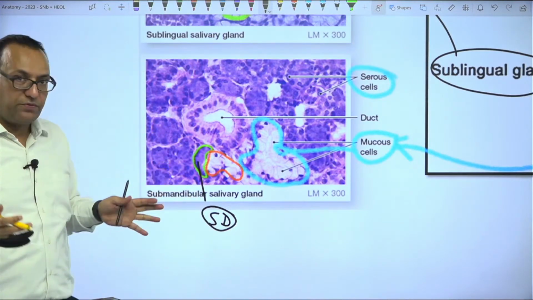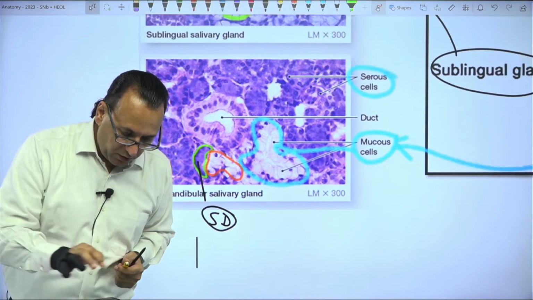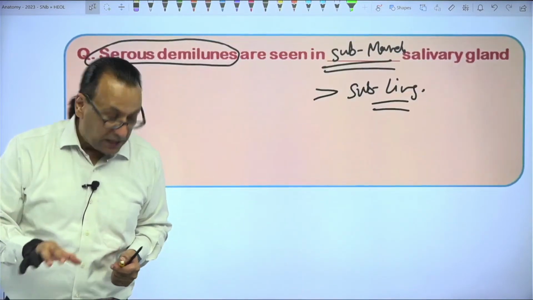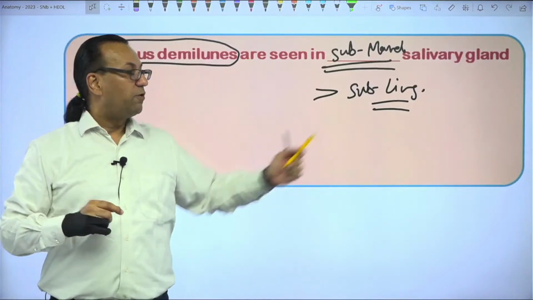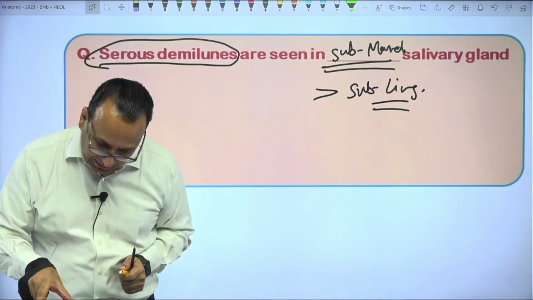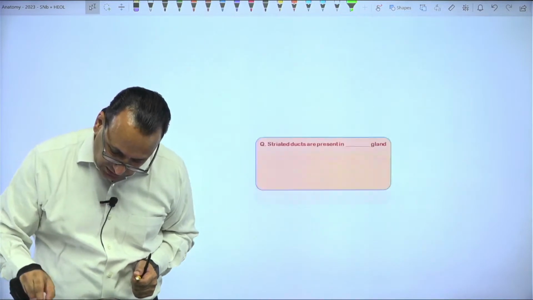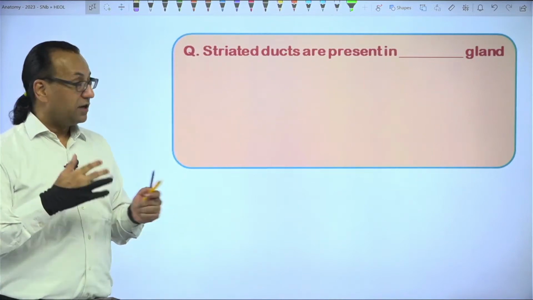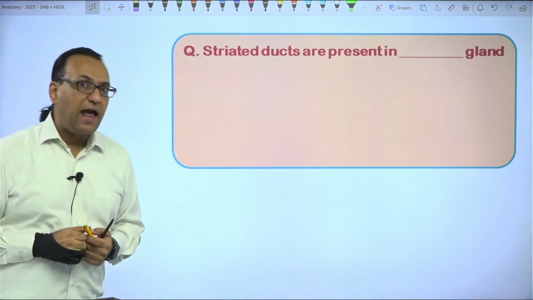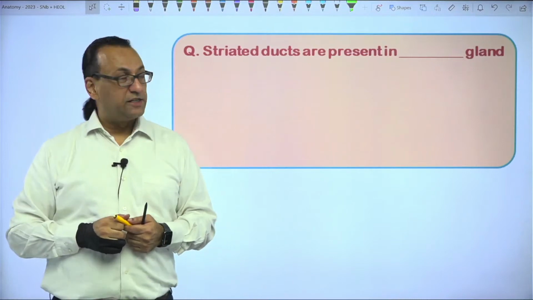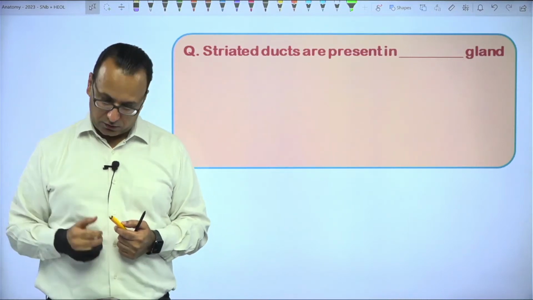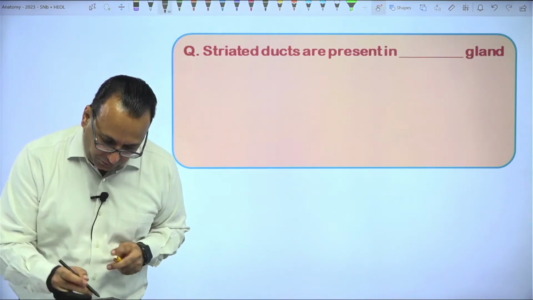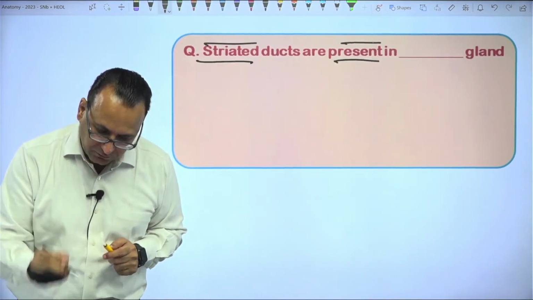Now, what is the importance of doing this again? That would be your question. Why are you going so much into detail? First of all, the answer is submandibular better than sublingual. And second thing is this. These are all questions which have come. They would like you to compare salivary gland with the pancreas. Recently, they gave you a pancreas slide also. So, what is the question? The question is asking us, striated ducts are present in which gland.